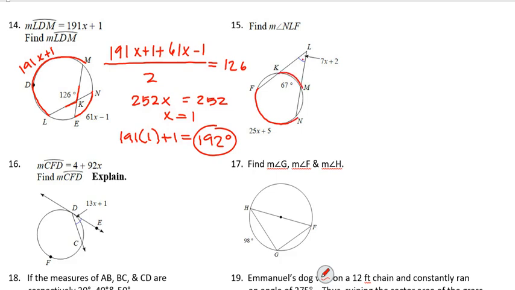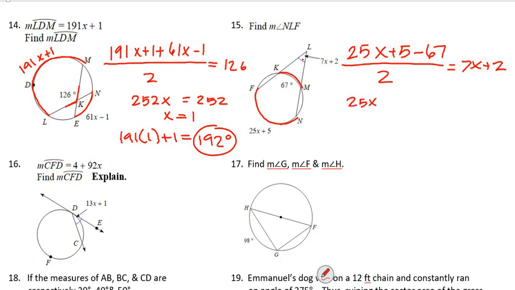So on this next one, we're going to do outside arc minus inside arc divided by 2 equals that angle up there. So we're going to do 25x plus 5 minus 67 divided by 2. That's going to equal our 7x plus 2. So I'm going to combine my positive 5 and my 67. That's going to give me 25x minus 62, and I'm going to multiply 2 times 7x plus 2.